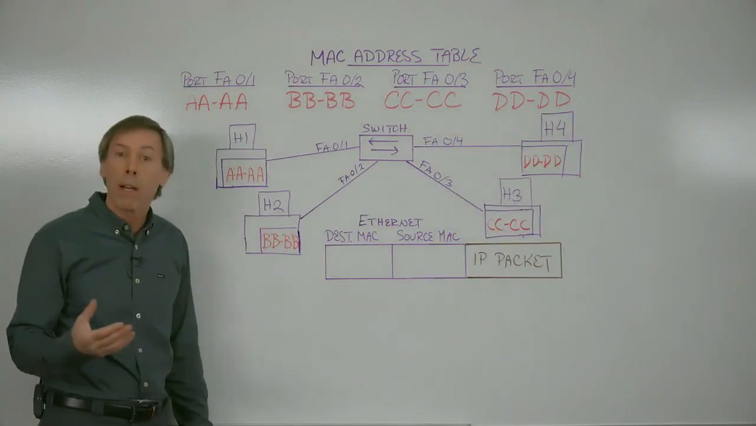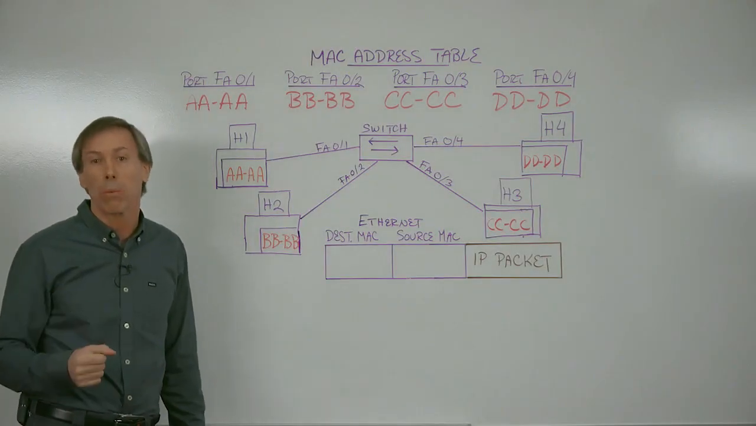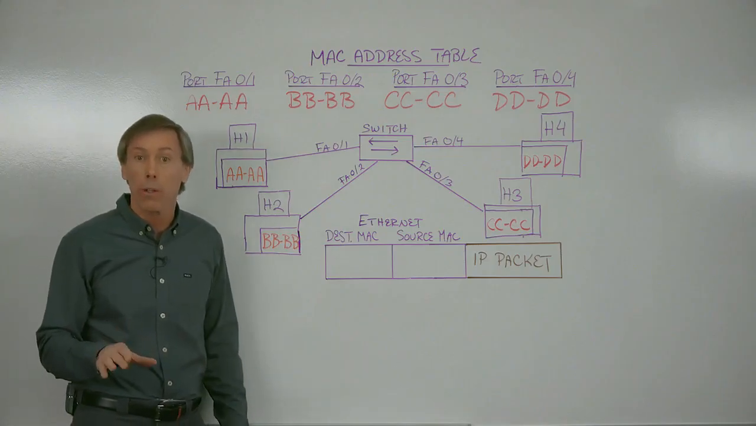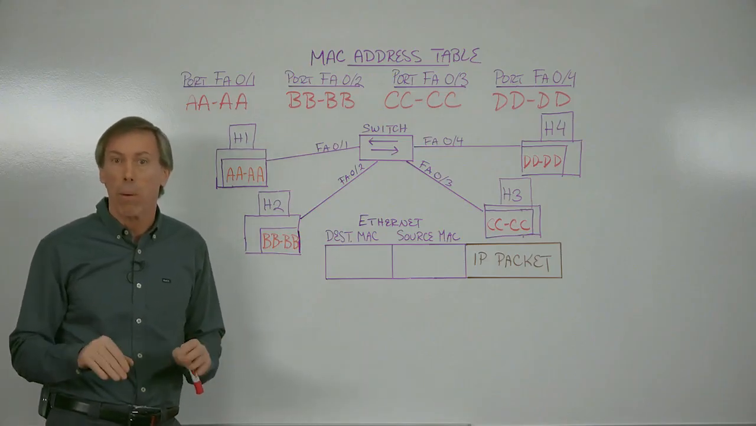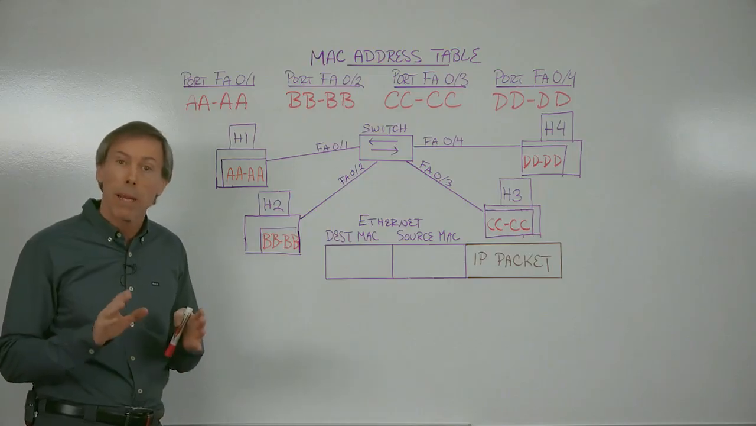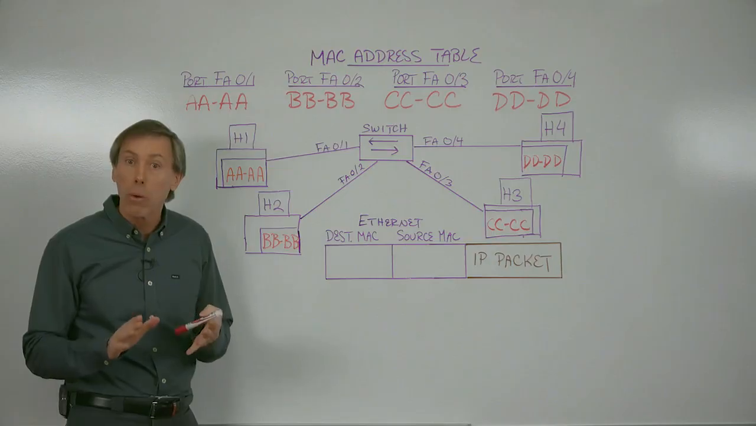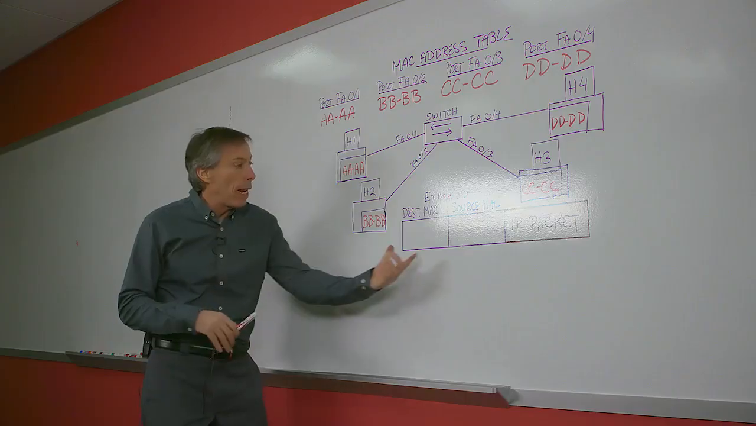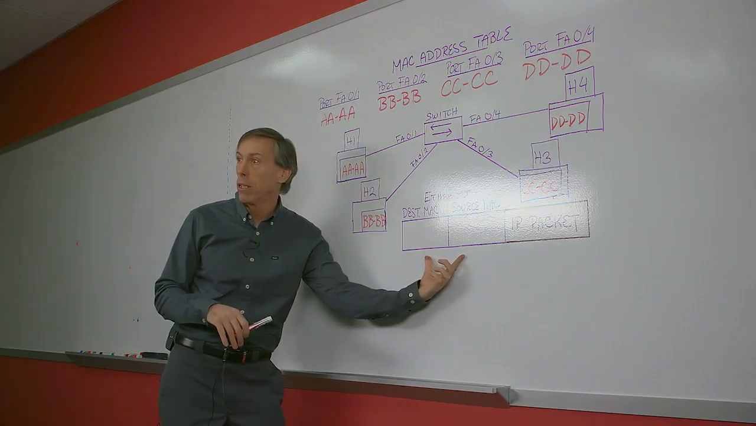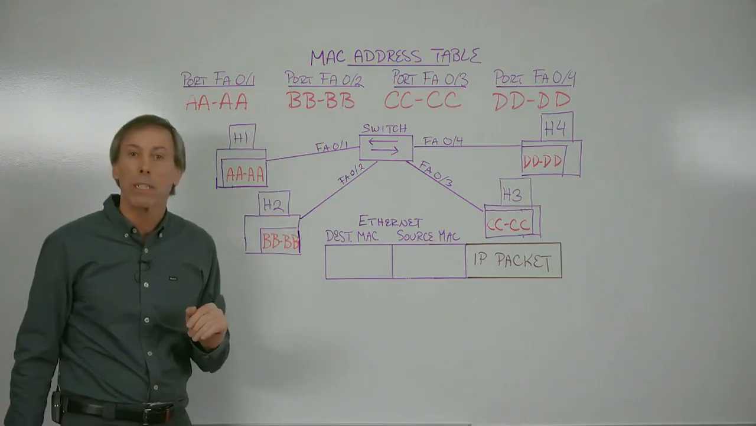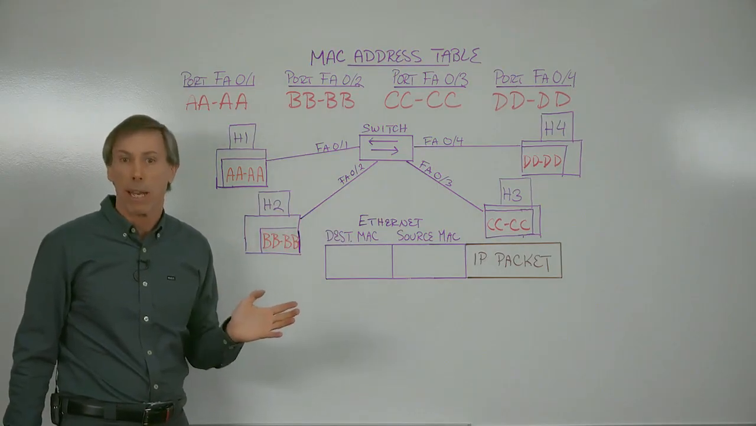In this video, we're going to take a look at how Ethernet switches work. Ethernet switches operate at the layer 2 data link layer of the OSI model. That's because they make their forwarding decisions based on the layer 2 information, the Ethernet header information of the Ethernet frame. Ethernet switches have MAC address tables.